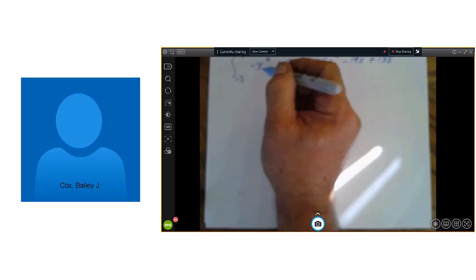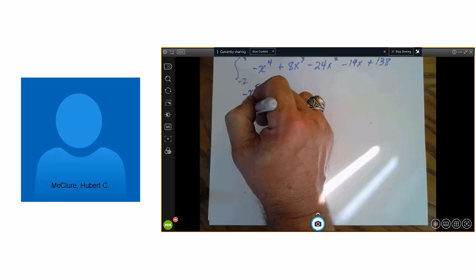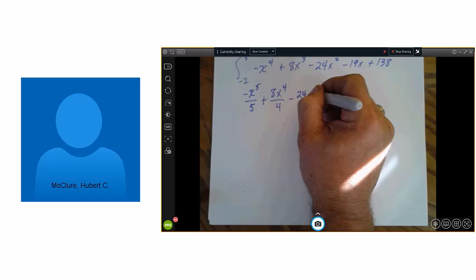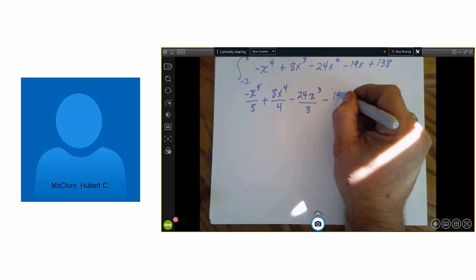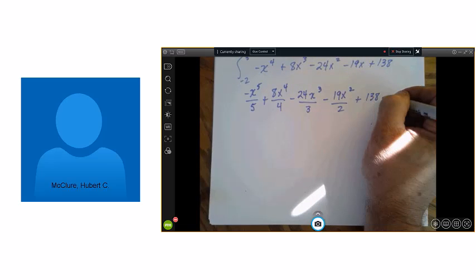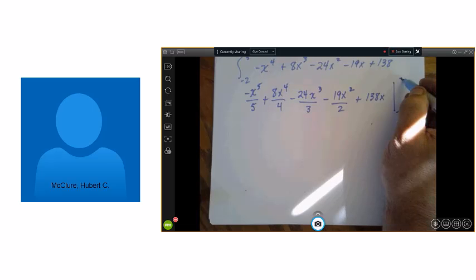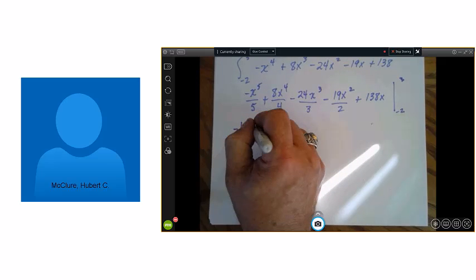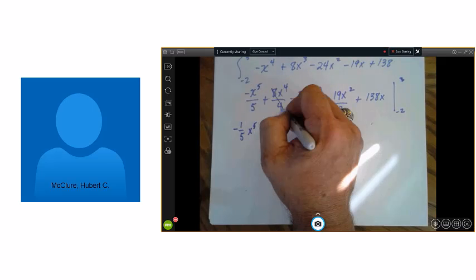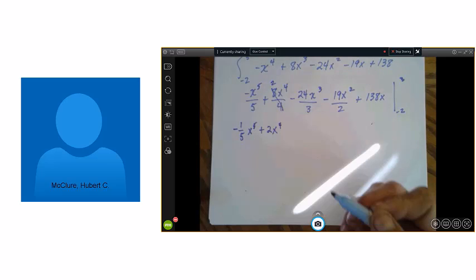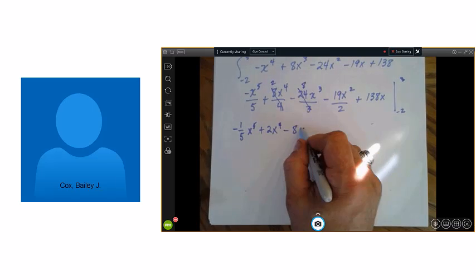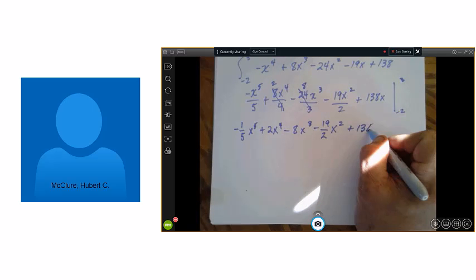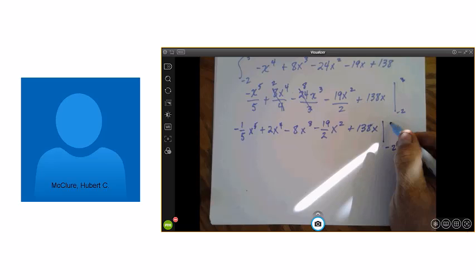Okay. So, negative x to the 5th over 5 plus 8x to the 4th over 4 minus 24x to the 3rd over 3 minus 19x squared over 2 plus 138x evaluated at negative 2 and 3. Now you need to clean it up. And you could say negative 1/5 times x to the 5th if you wanted to. 8 over 4 is 2. Minus 19/2 x to the 2nd plus 138x evaluated at negative 2 and 3.